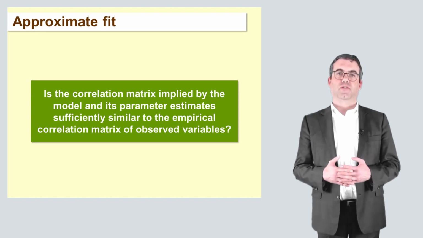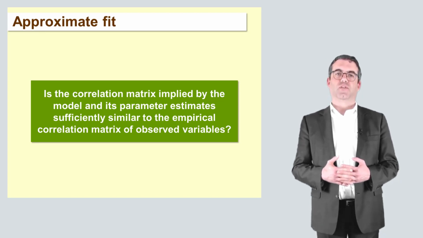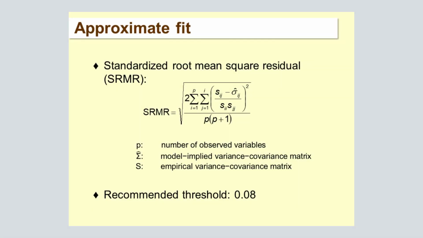We can compare the model-implied with the empirical variance-covariance matrix, or we can compare the model-implied with the empirical correlation matrix. That's the case when we look at the SRMR. The SRMR is also a measure of misfit, and it is defined as shown in the formula here. It is typically used as a fit index. That means one does not test whether it's significantly different from zero, but one looks at its absolute value.